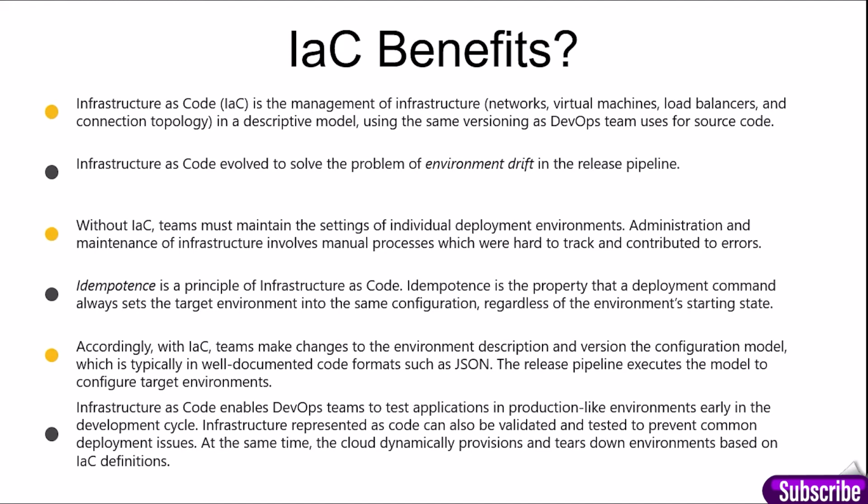Accordingly, with IAC, teams make changes to the environment descriptions and version the configuration model, which is typically in a well-documented code format such as JSON. The release pipeline executes the model to configure target environments. Infrastructure as code enables the DevOps team to test applications in a production-like environment early in the deployment cycle. Infrastructure represented as code can also be validated and tested to prevent common deployment issues. So we can test the code written very early. At the same time, the cloud dynamically provisions and tears down environments based on IAC definitions.